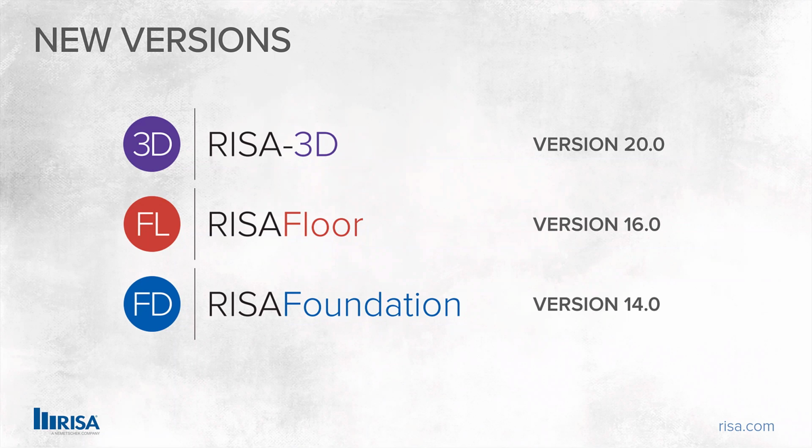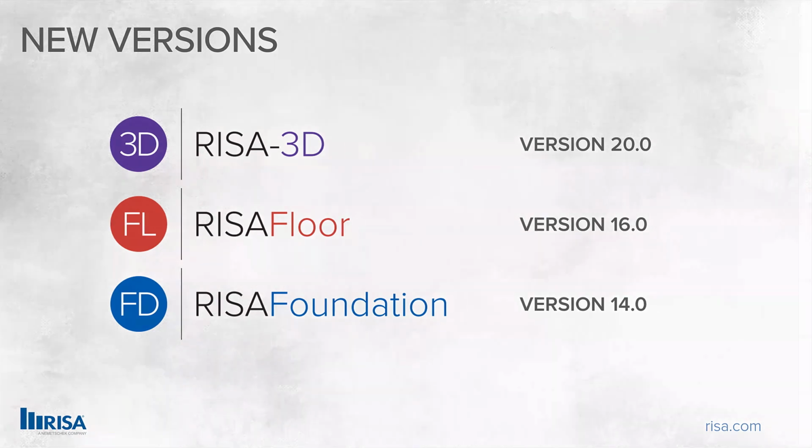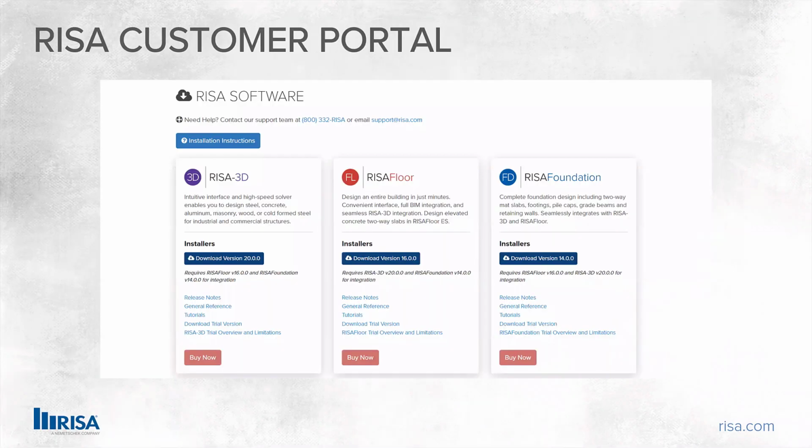For those that have current maintenance or are subscription customers, you should have already received notification that the update is available. Or if you haven't opened the software in a while, you can open it and you should receive a notification that there's a new version available. As always, you can go to the download section of the RISA customer portal and download the new versions. You'll be able to see all of the information associated with those versions there.